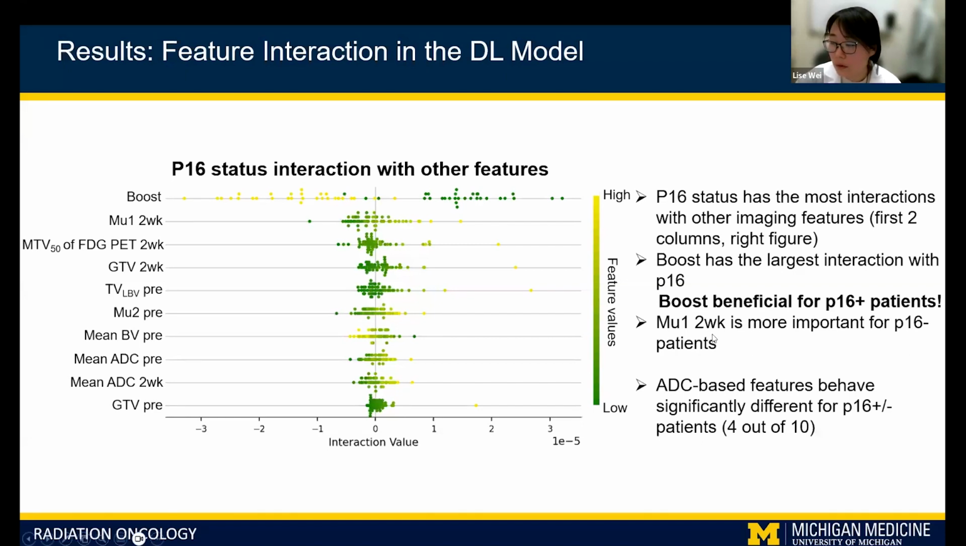And mu1, similarly, mu1 2-week is an ADC MRI feature. It's more important for PCC negative patients. And out of these features, quite a few of them are ADC-based features, which shows MRI probably has some useful information for the prediction of local failure.